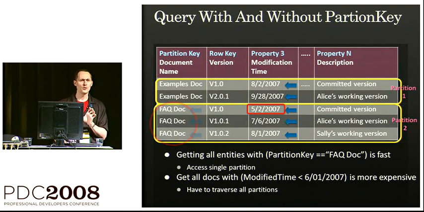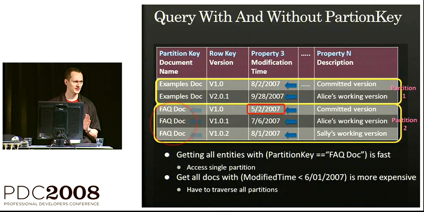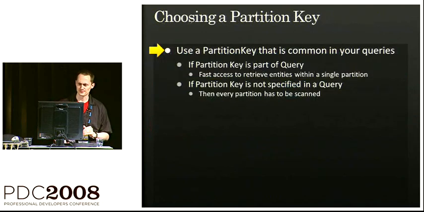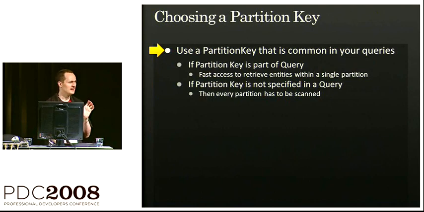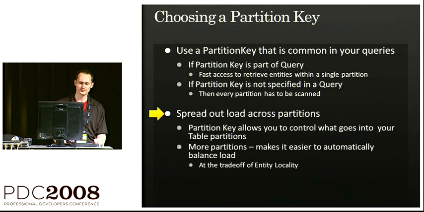One point I want to make here is you can query over any properties in the table. But if you specify the partition key as part of your query, it'll be much more efficient. So that's the first thing you need to think about when choosing a partition key. The second thing you want to think about in choosing a partition key is scalability.